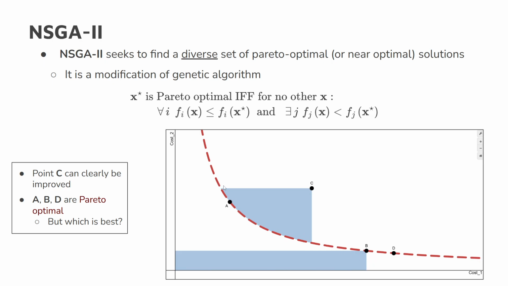These are Pareto optimal because there is no point that is better in one cost or objective without making other ones worse. However, point C is not Pareto optimal because you can get better solutions without making the other ones worse.